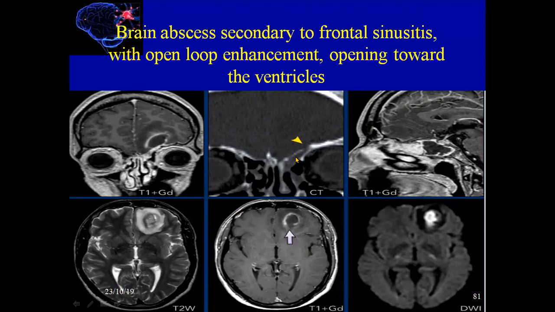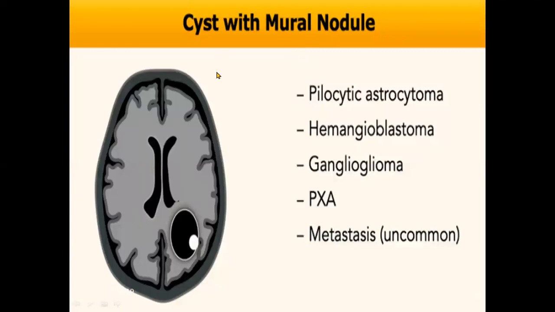This is the frontal sinus infection or abscess, which extends to the brain. This is the ring, which has an opening to the ventricular system. Lastly, this is the mural nodule, which can be seen in polycystic astrocytoma, hemangioblastoma, ganglioglioma, and also PXA. Metastasis is also uncommon.